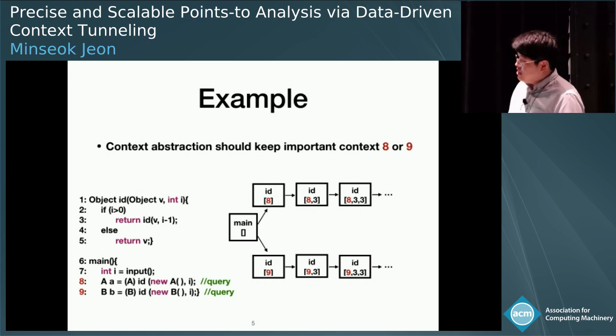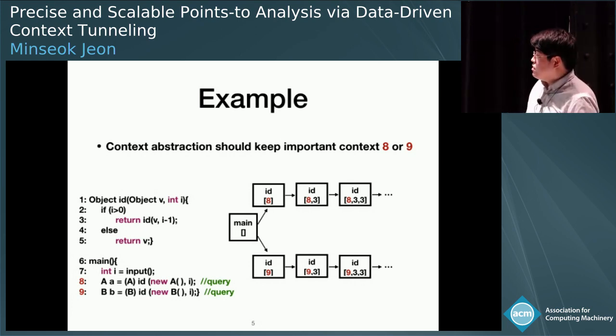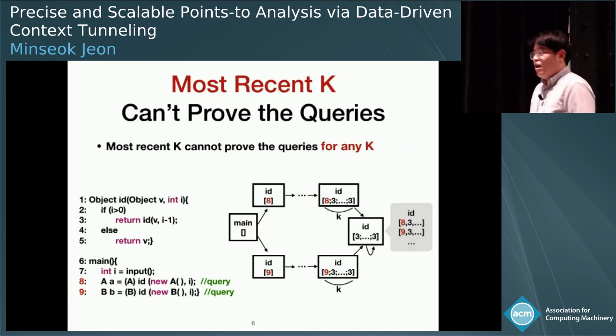To analyze this program, we need context abstraction because we cannot determine the value of I statically. Without context abstraction, the ID method will recursively call itself at invocation 3, and it will keep updating context on and on. To prove the queries, all the ID methods should keep important context elements 8 or 9 to distinguish ID methods called from 8 and ID methods called from 9. However, most-recent-k context abstraction cannot prove the queries whatever k is, because it eventually abandons all the important context elements. As a result, the ID method with context all 3 will return both new A and new P to invocations 8 and 9. Thus, the analyzer cannot prove the queries.